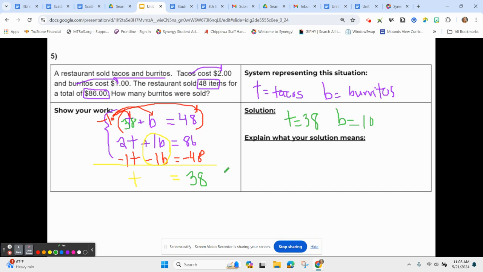Okay, now to explain, I think you literally would just write 38 tacos. That is what this sale means. So that there's 38 tacos and there are 10 burritos. So just being thorough on explaining what that means, and that's it.